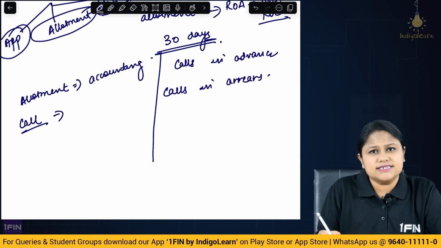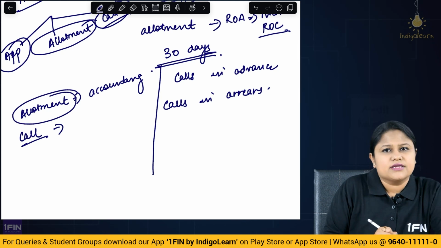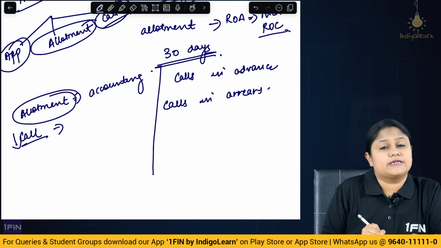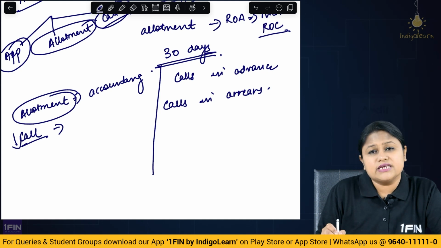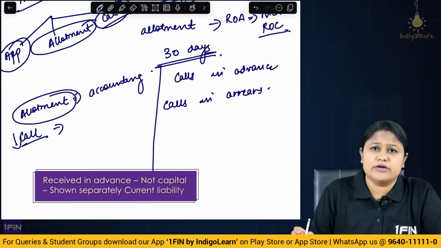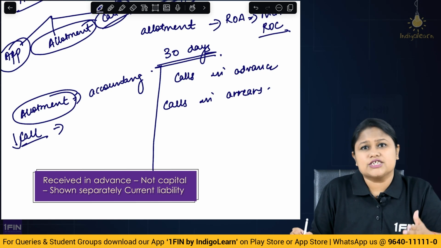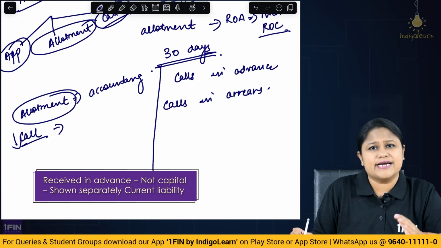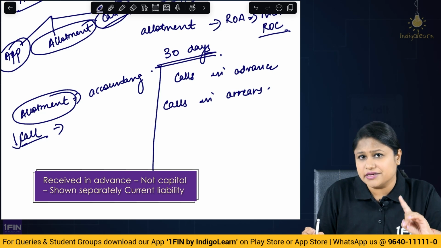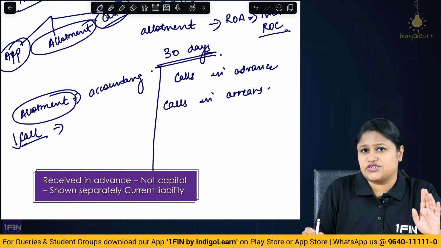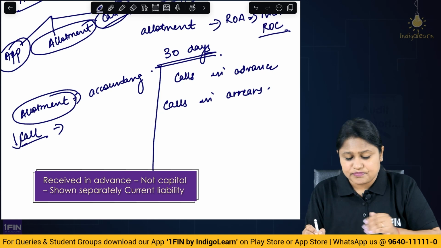What is calls in advance? You have made a call for allotment, but they have also paid you for the first call. So you receive an additional amount, an advance amount. Now obviously when something is received in advance, that cannot be accounted for as capital; it has to be shown separately as calls in advance. Correct? It will be a current liability for you. So here the presentation and disclosure is very important. It cannot be clubbed with the share capital. The accounting has to be done appropriately, and it will be disclosed separately.